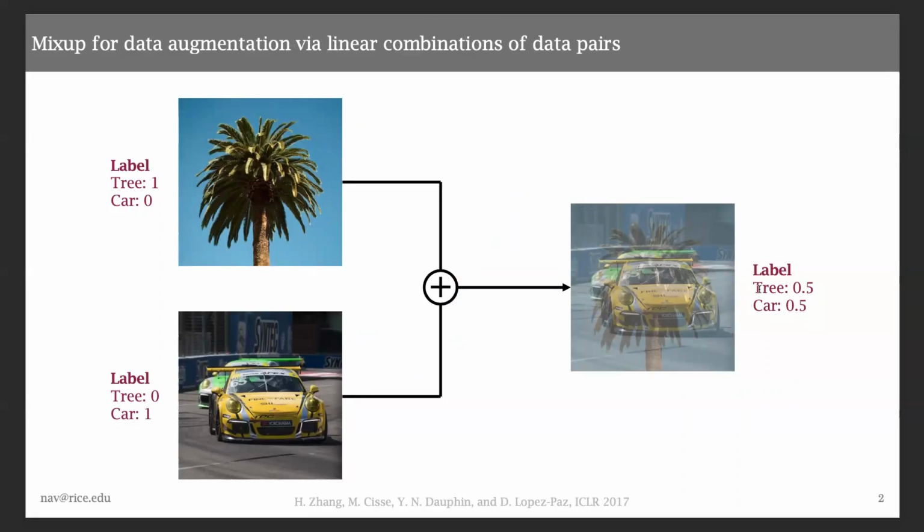So for example, if I have these two images, one of a tree and then one of a car, then I can take their average and say that this is a new labeled image that is halfway between a tree and a car. And so because Mixup is very successful, both empirically and theoretically, we want to extend its usefulness in different directions. And this is what I'll be talking about today.